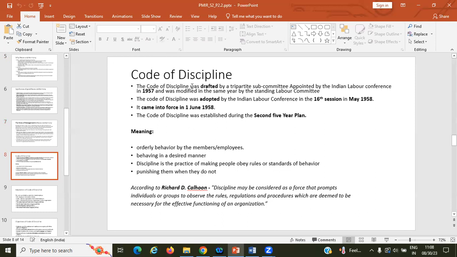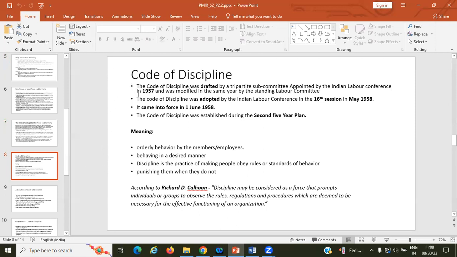Code of discipline. What is code of discipline? You do anything in the society, in your home or in your day-to-day life, you maintain some rules. Suppose you go to a street, you walk on the left side. No one is asking you. If you walk on the right side, if you cross the red light, then definitely there will be a penalty. So you maintain certain rules. That is nothing but discipline.